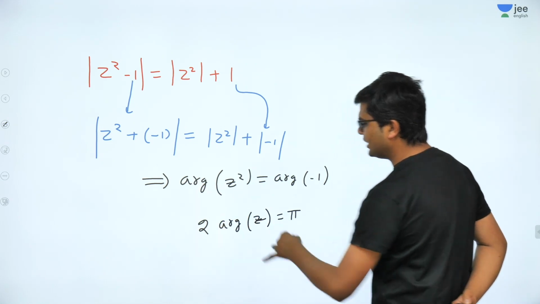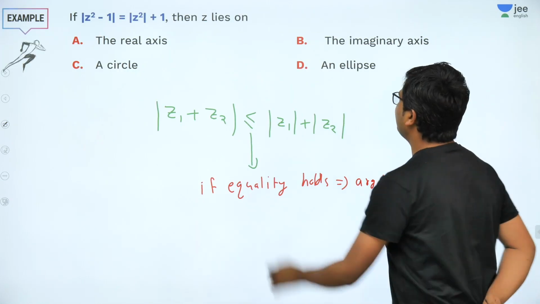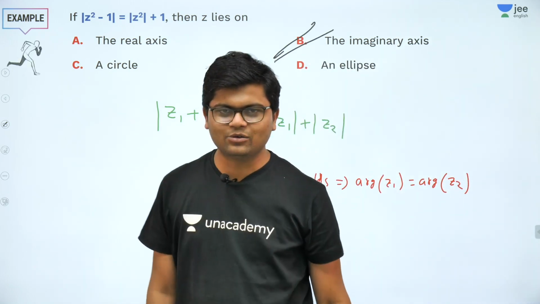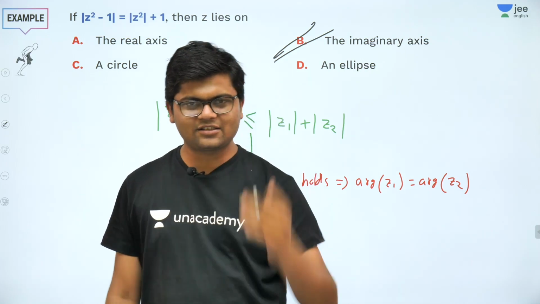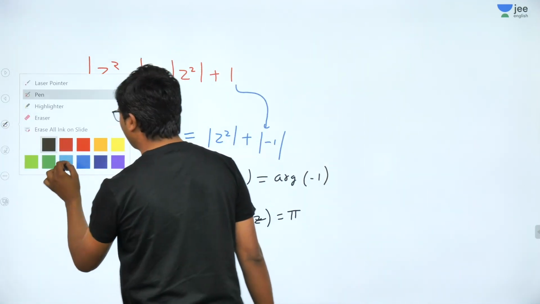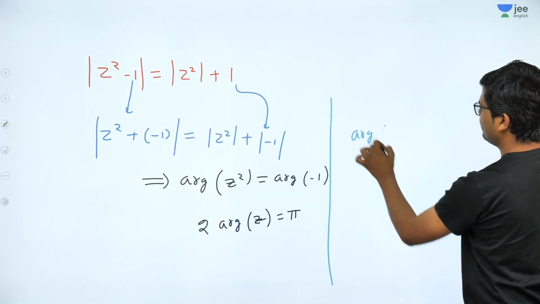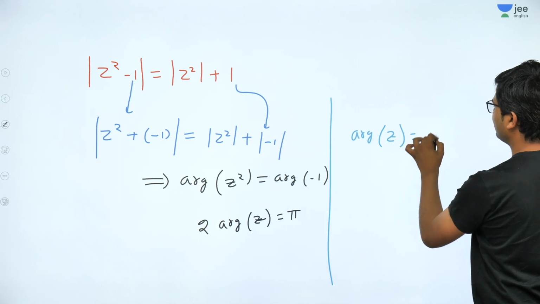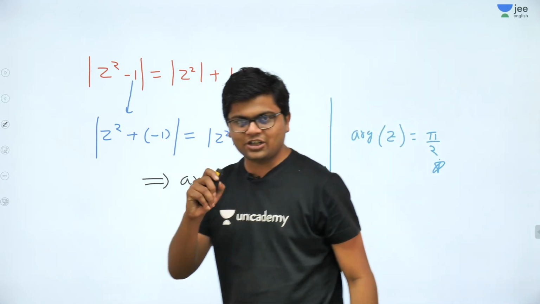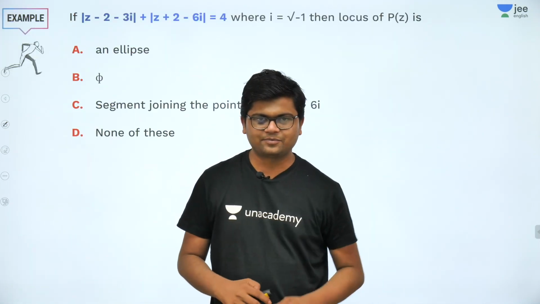Therefore argument of z will come out to be pi by 2, and if any complex number has argument pi by 2, that lies on the imaginary axis, because argument pi by 2 means the point is on the imaginary axis. Got my point? Very good. So argument of z will come out to be pi by 2. That I am writing as the answer. Very interesting question and very interesting solution. Very good, students, very good.